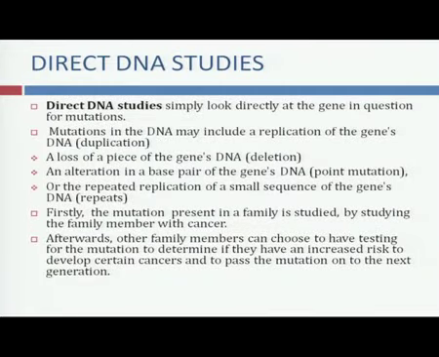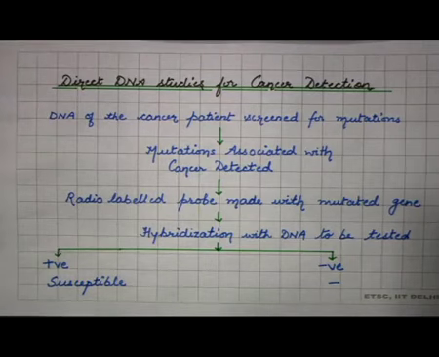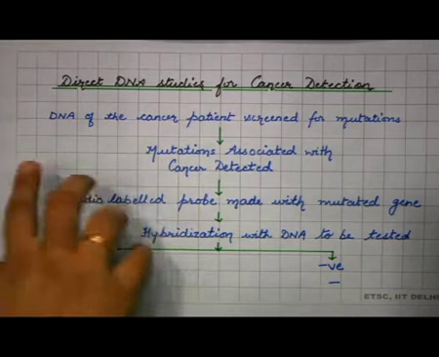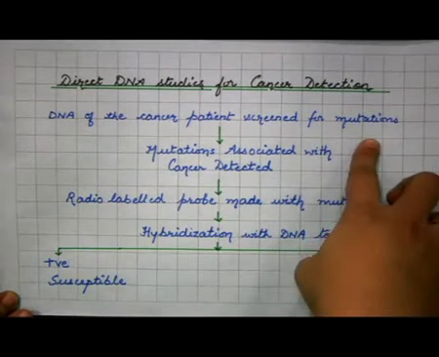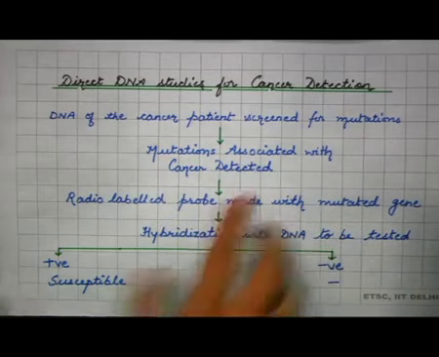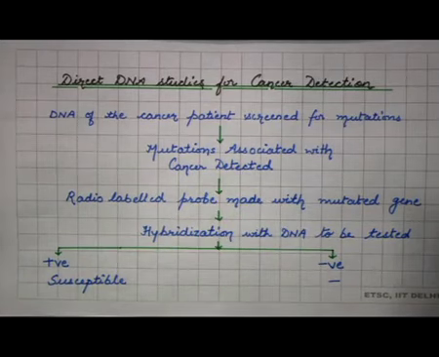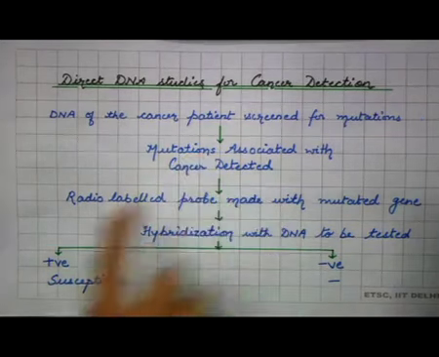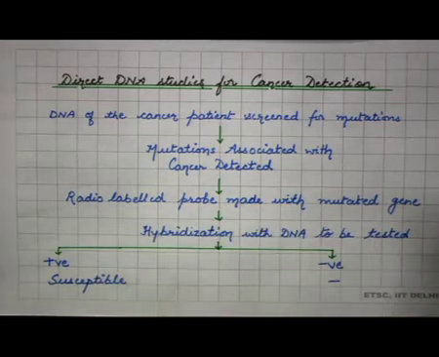How? Let us see. DNA of the cancer patient is screened for mutation. If we know that a particular person has cancer, his or her DNA will be studied and mutations will be tried to be found out. If mutations associated with cancer are detected, it will be good, and then these sequences of DNA which carry these mutations are radio labeled, and a radio labeled probe is made with this mutated gene.